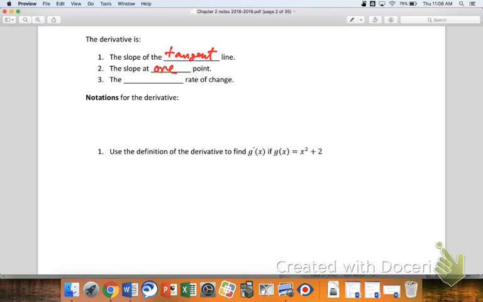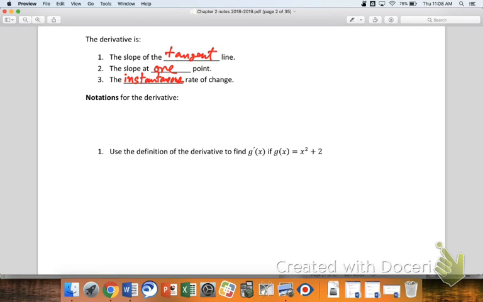If you want to think about it in terms of an application or a contextual situation, then you could say that it's the instantaneous rate of change. And this is a little bit of a misrepresentation. You can't actually find the instantaneous rate of change. You can just get really, really close to it, right? That's what a limit does.